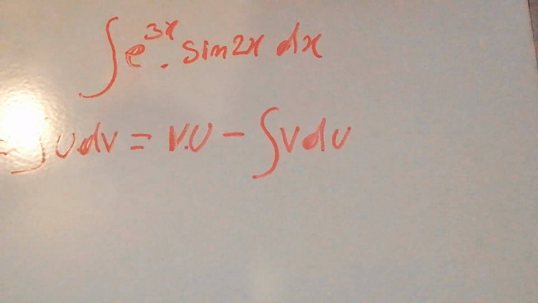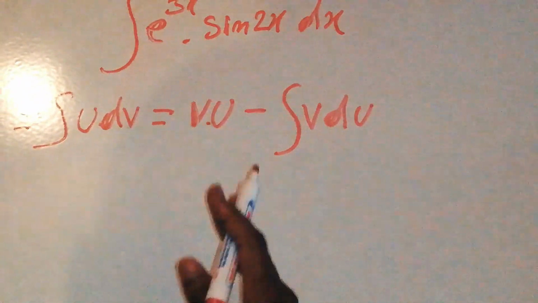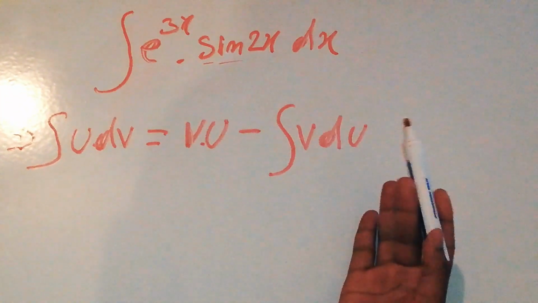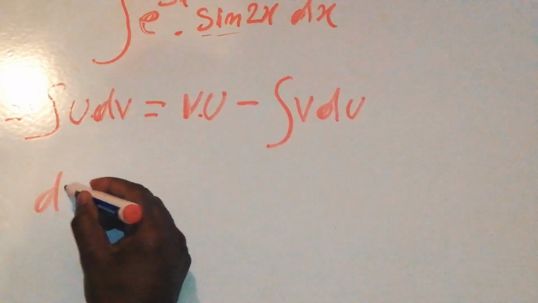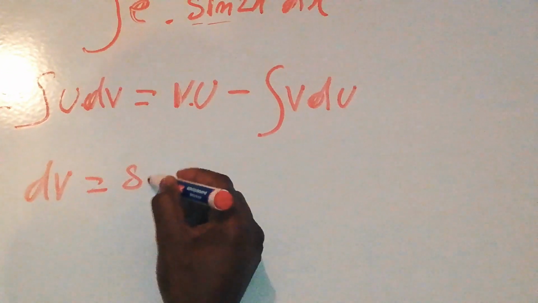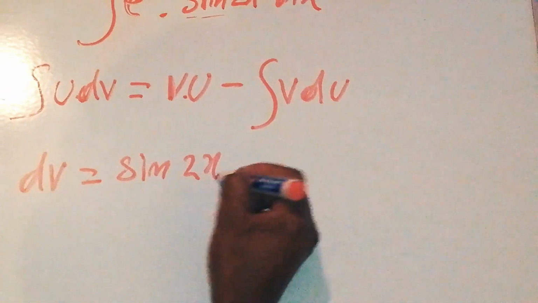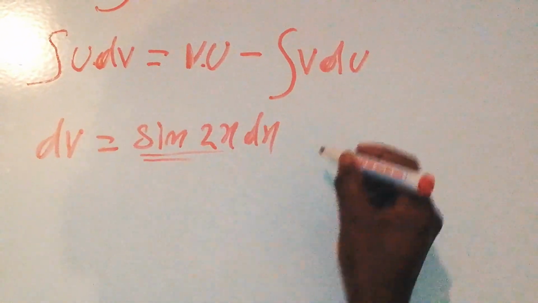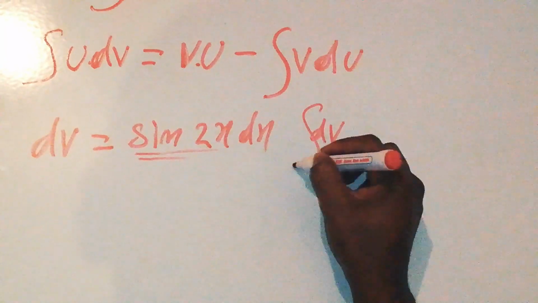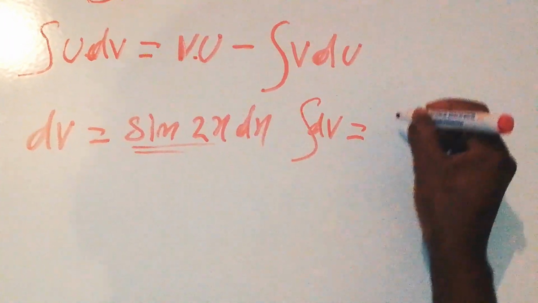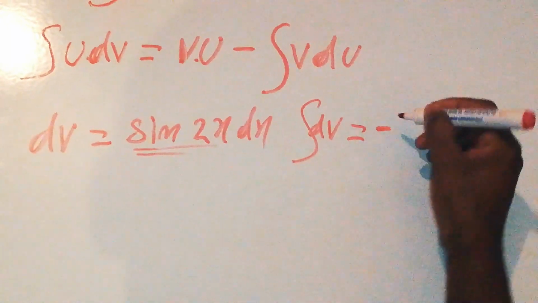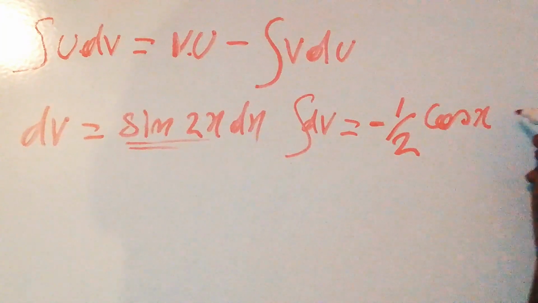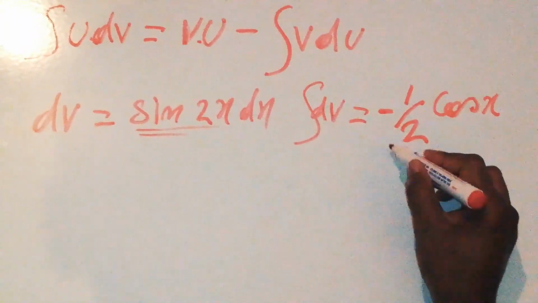Right, so let's say that in our case, let's say our dv here is sin 2x dx. The integration of this one here, the integration of that one is equal to minus 1 over 2 cos 2x. Okay, so that is the integration of it.